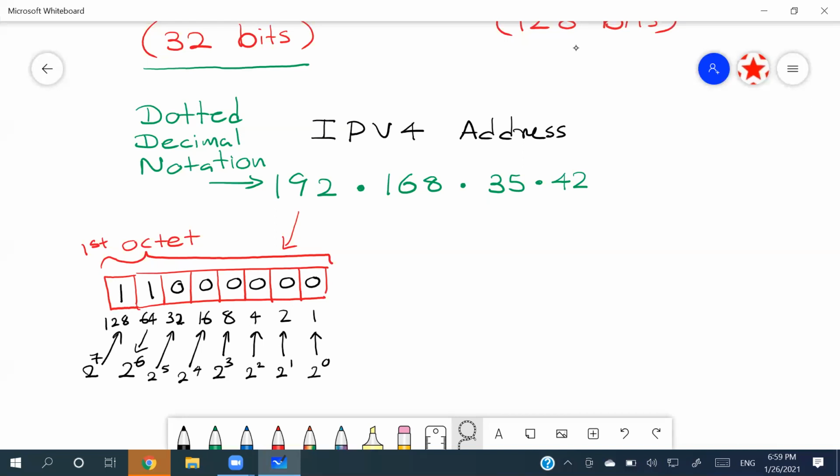Each and every decimal value is going to be represented like this. So here I'm going to represent the 168.